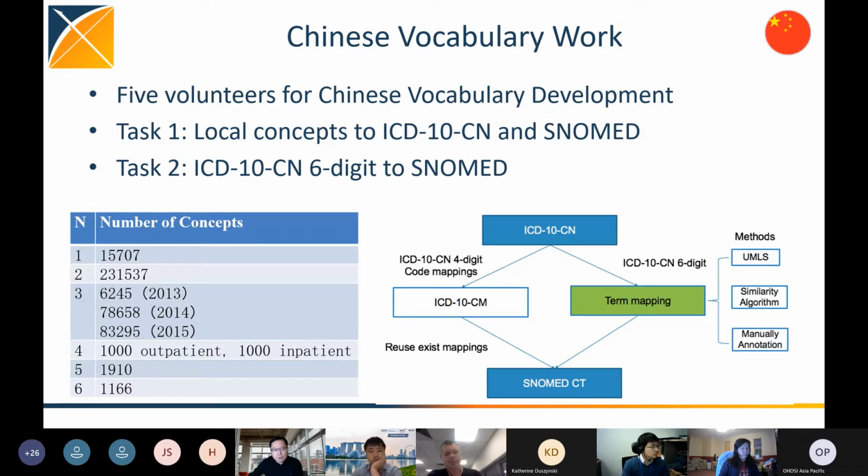In addition, we are also mapping local Chinese terms and concepts we collected from 6 hospitals. I listed those terms here. From 6 hospitals, we collected different, this is the number for the disease concepts. Those are the local terms we collected from 6 different Chinese hospitals, and we're trying to map that to the ICD-10-CN as well as SNOMED, hopefully. So there are 2 different vocabulary works, and now at least 5 volunteers showed interest and are going to help with this.